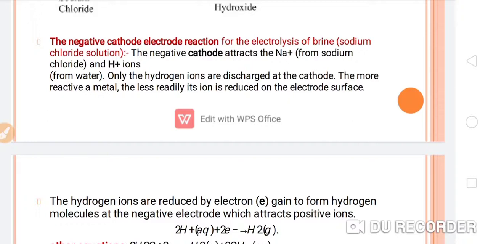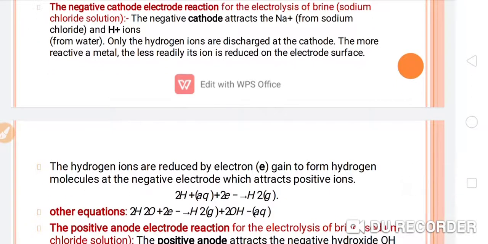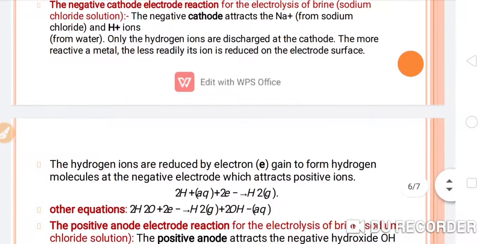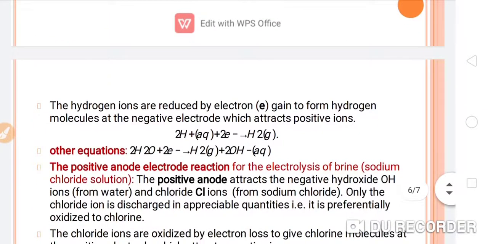Here you can see the term discharged. Discharge means it will lose its charge here. So how will it be discharged? Let's see. The more reactive the metal, the less readily its ion is reduced on the electrode surface.